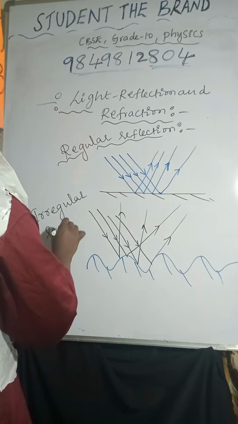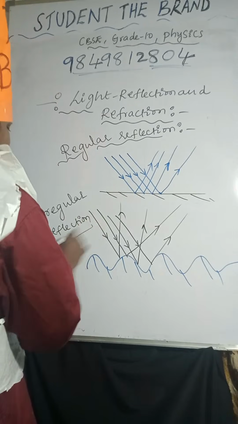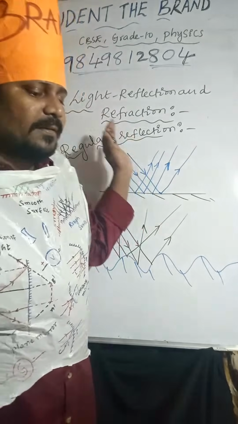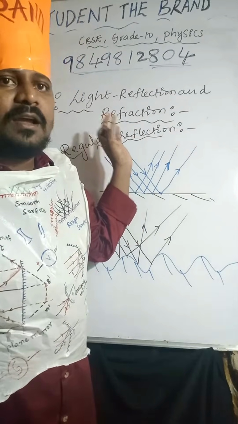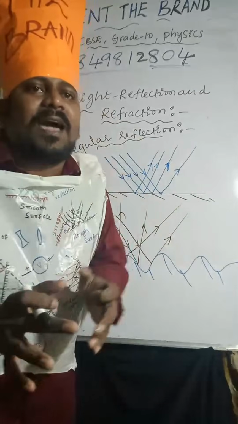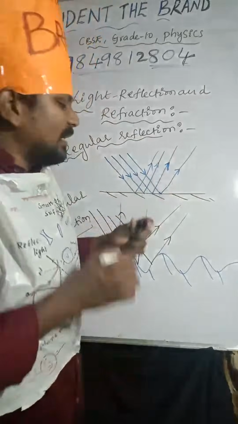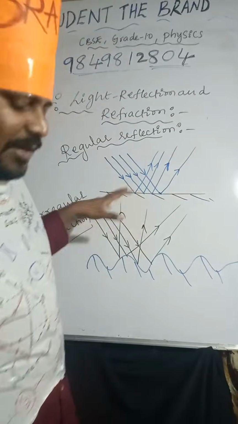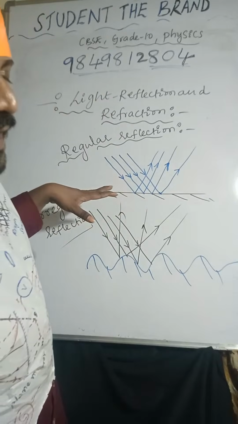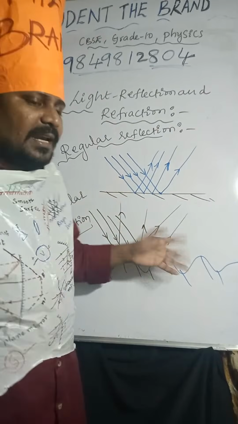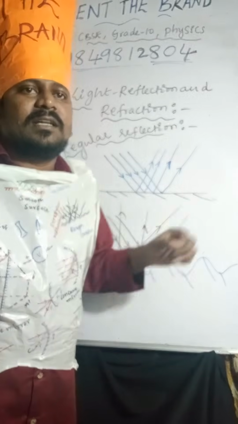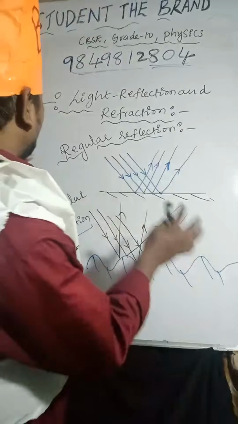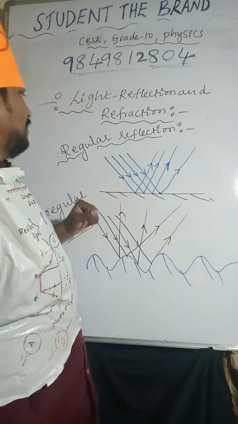Irregular reflection. Okay. So regular reflection and irregular reflection. In regular reflection, incident light rays are parallel, and the reflected light rays are also parallel to each other. This type of reflection is called regular reflection. Coming to irregular reflection, incident light rays are parallel, but reflected light rays are not parallel to each other. So this type of reflection is called irregular reflection.